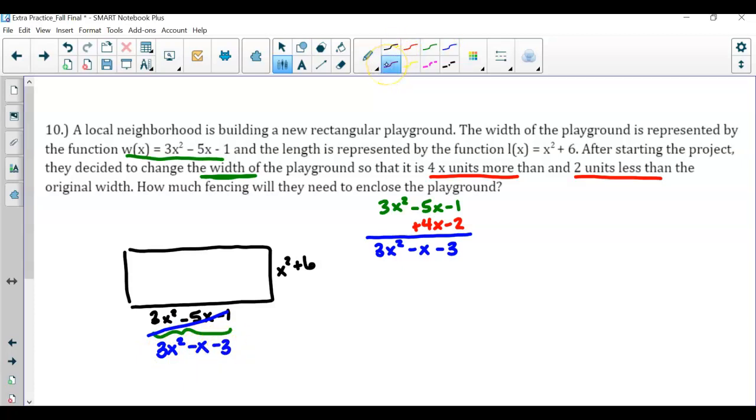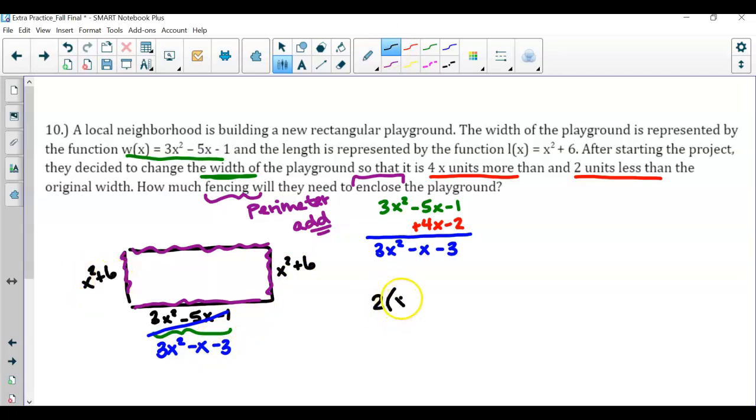Now let's read our question. How much fencing will they need to enclose the playground? So we're looking for what is the fencing to enclose this area. So I'm not talking about the entire inside. We're talking about the outside, which is perimeter. And how do we find perimeter? We add up all 4 sides. Don't just add up these 2, right? We need to add up the 2 lengths here. So I have double my 2 lengths.